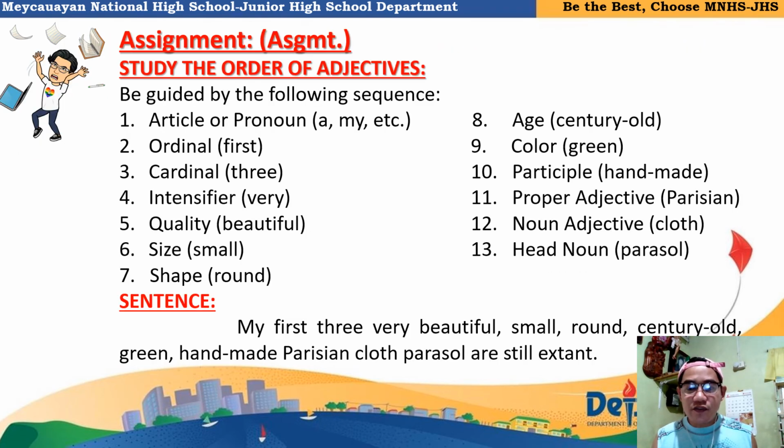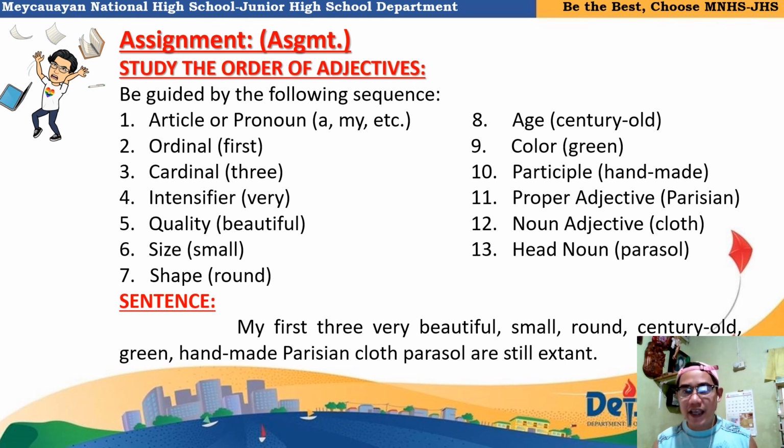Now, as for the order of adjectives, which is part of our next lesson, part of your assignment, please study the order of adjectives. So we have the following sequence. Number one, article or pronoun, examples of which are a, my, the. Okay, so next is ordinal, example of which is first, and then we have cardinal, intensifier, quality, size, shape.